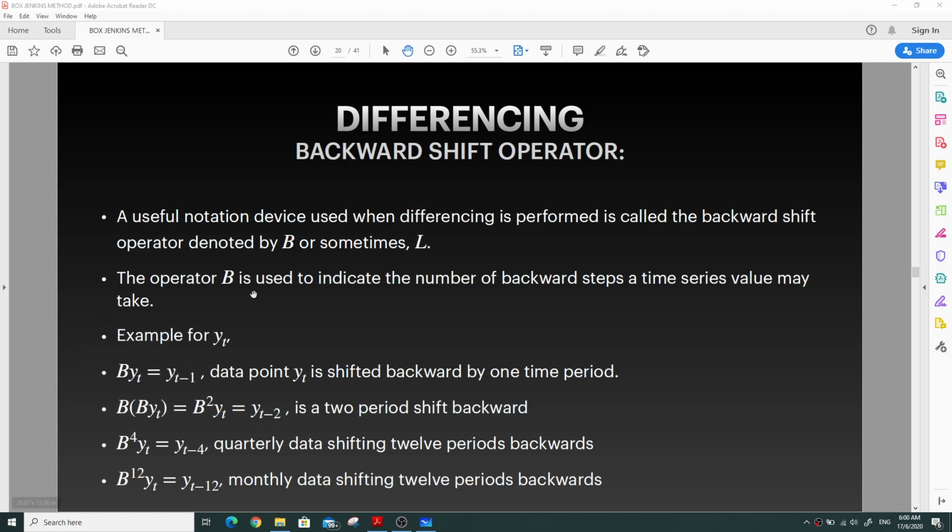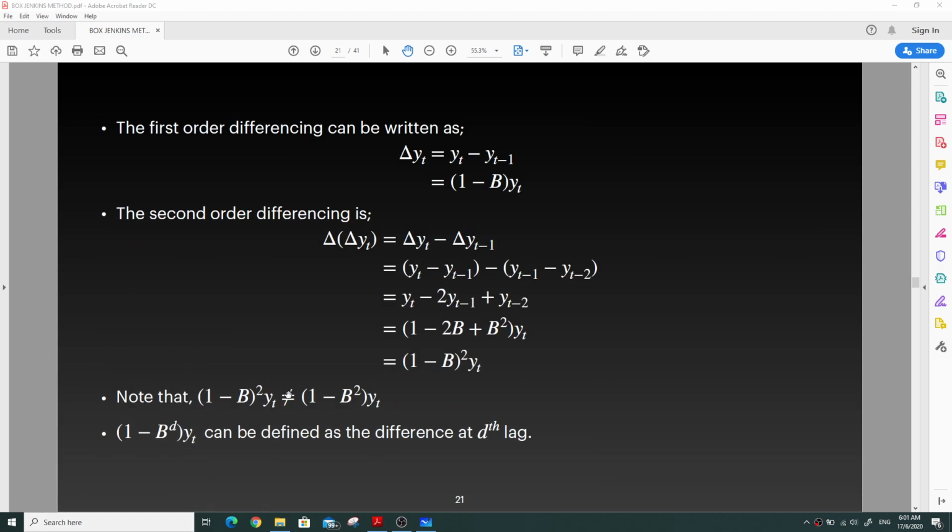Why do we need this backward shift operator? Because it is sometimes easier for us to write the equation. And later on you will see it is easier to use this backward shift operator to represent the Box-Jenkins method model. So I hope you familiarize yourself with this backward shift operator, and let's take a look at how we write the first order differencing by using it.